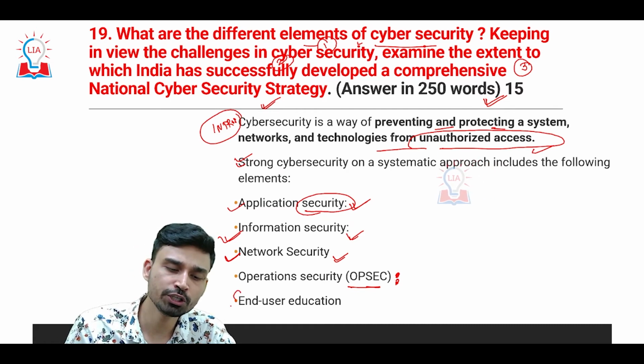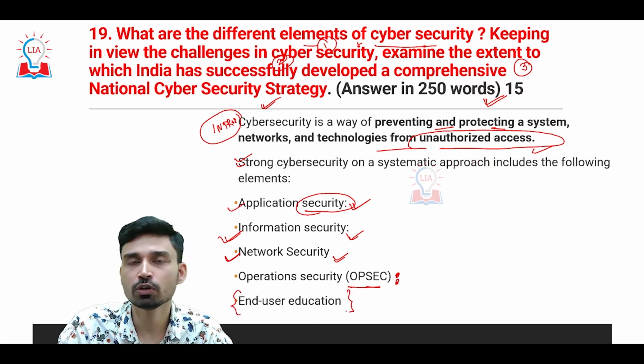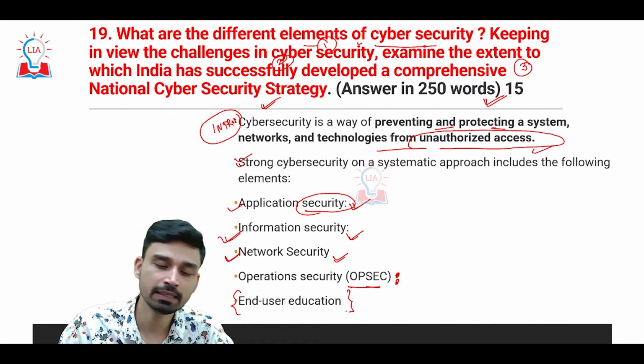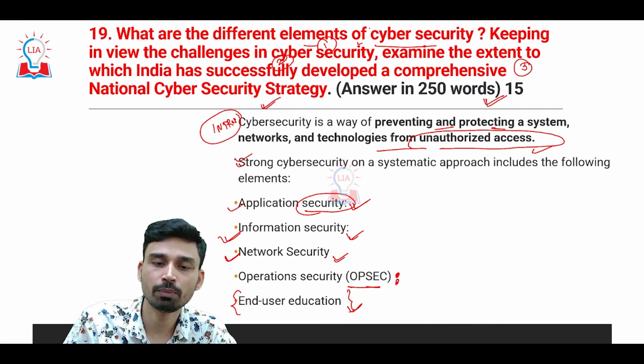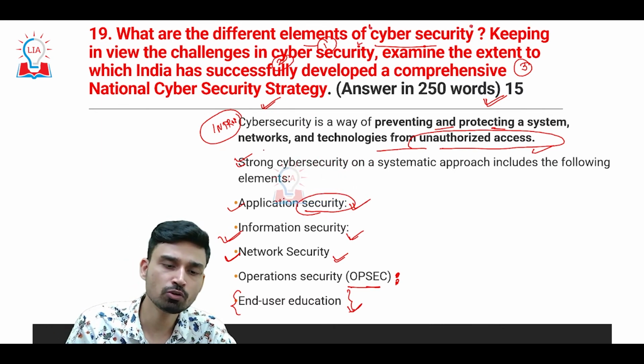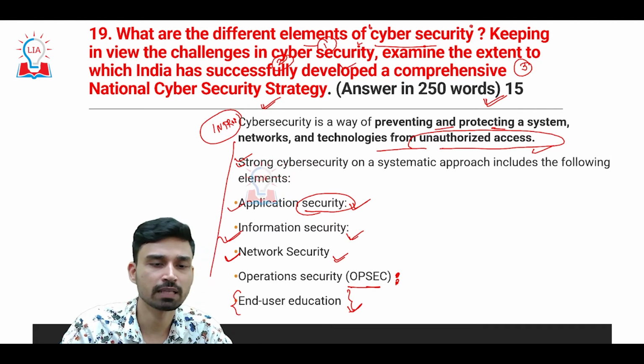And fourth is also ensuring end user education, because if the end user is not educated enough, not aware enough, then they are much more prone to become, we can say, a victim of any kind of cyber crime. So this is all you could have mentioned in the elements of cyber security.